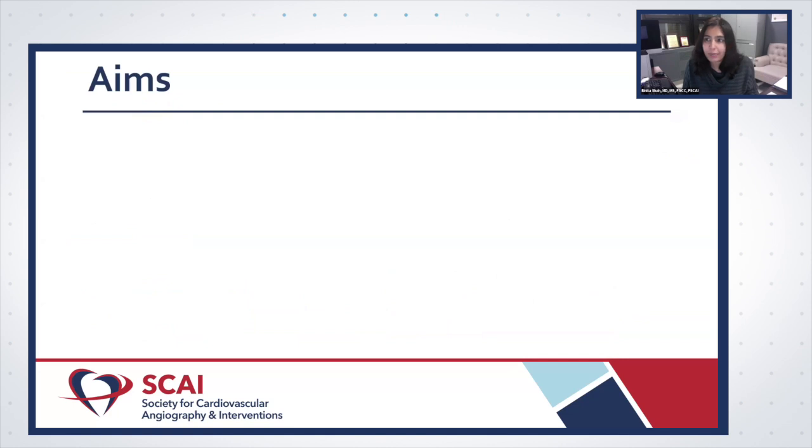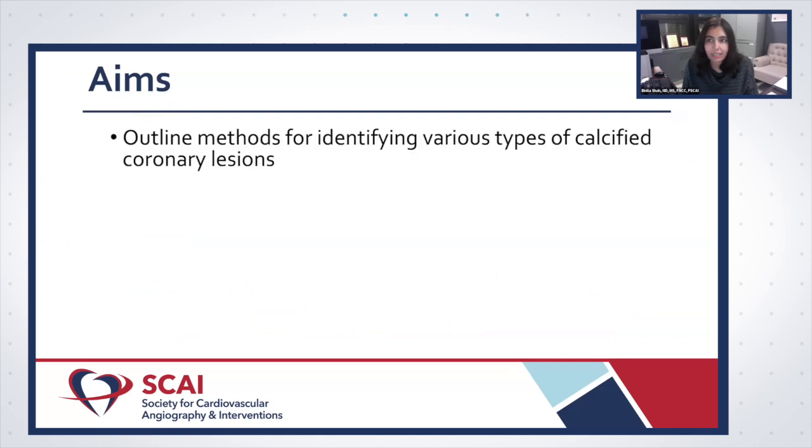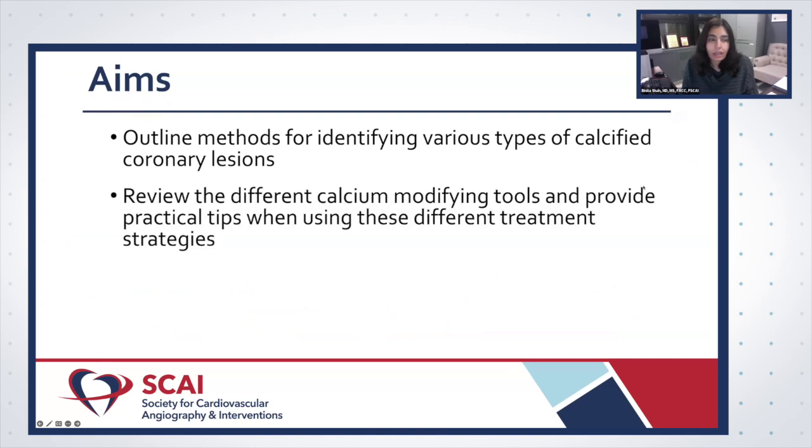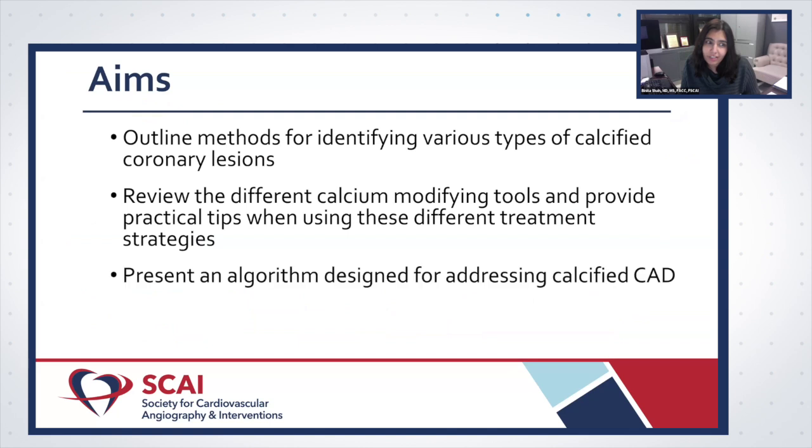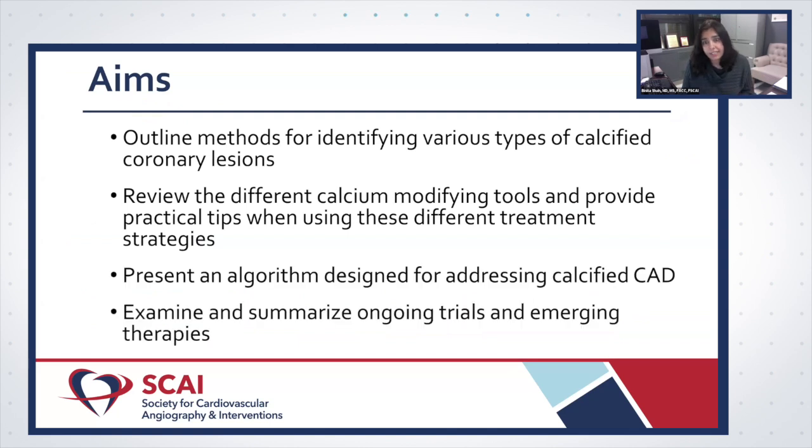So there were a few aims to this document. One was to outline the methods for identifying the various types of calcified coronary lesions. To review the different calcium modifying tools and provide practical tips when using these different treatment strategies, and to present an algorithm designed for addressing calcified CAD, and then to finally examine and summarize some ongoing trials and emerging therapies in the area.